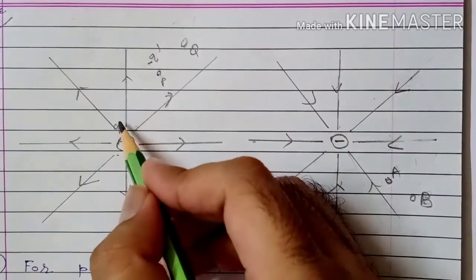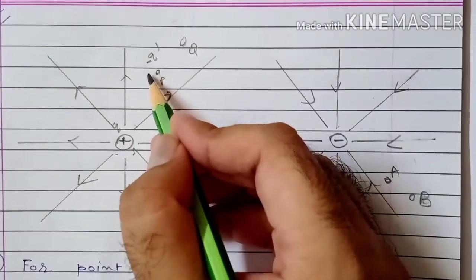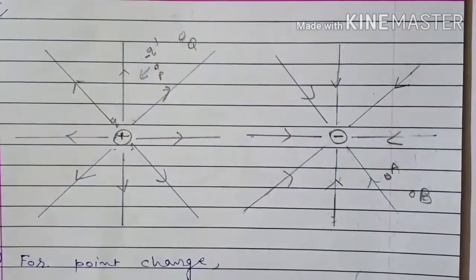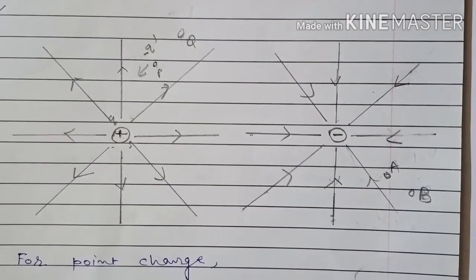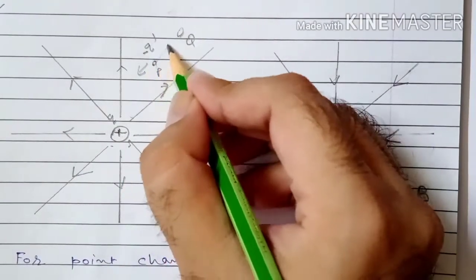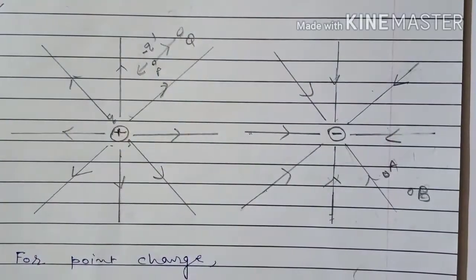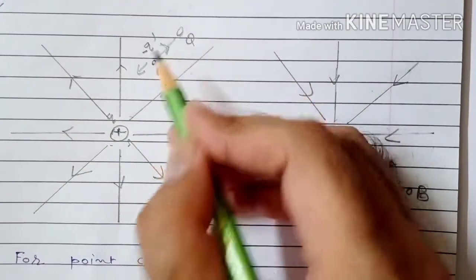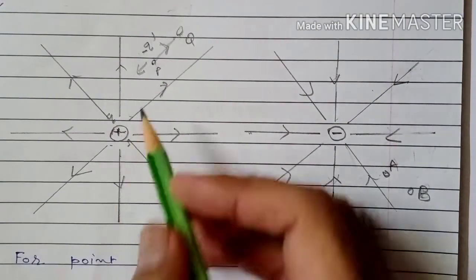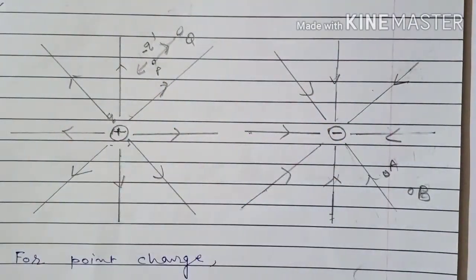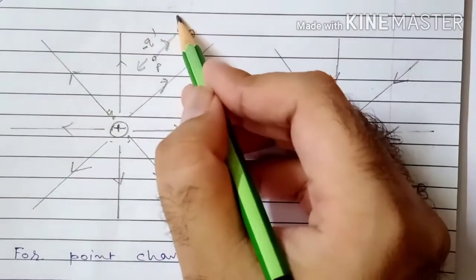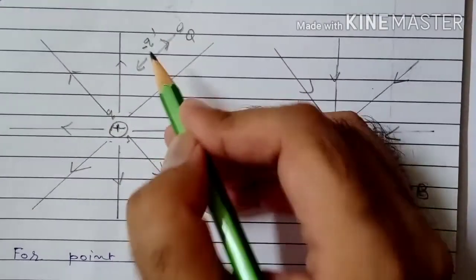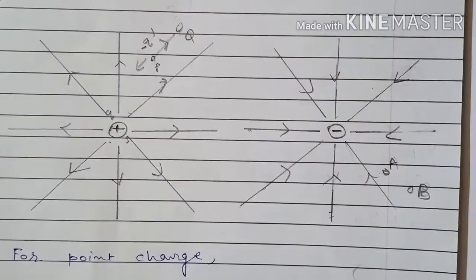Then the direction of the electrostatic force, that is an attractive force, will be in this direction. In moving this charge from P to Q, against the electrostatic force, work done will be positive. Work done against the electrostatic force is positive. Therefore the potential energy change, that is Uq minus Up, will be positive.